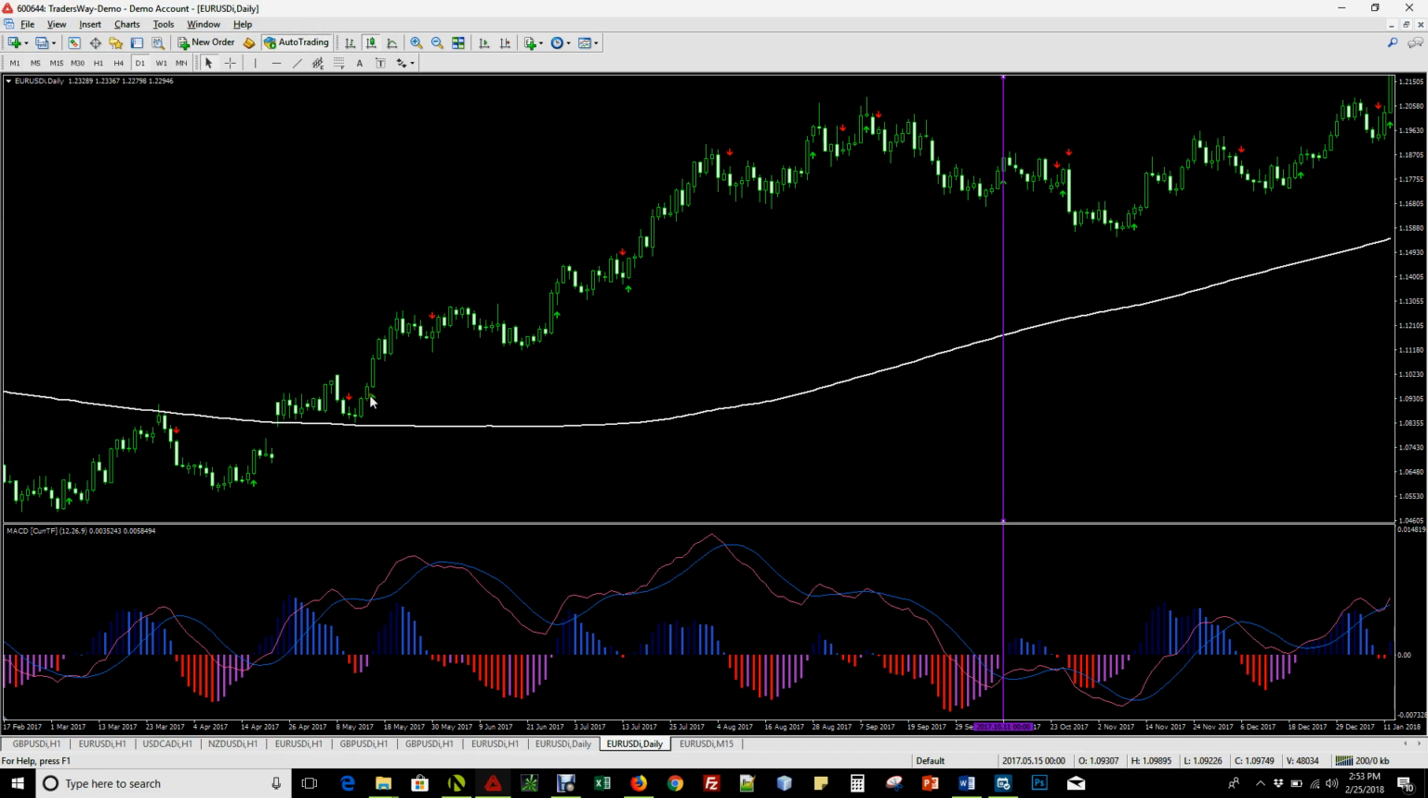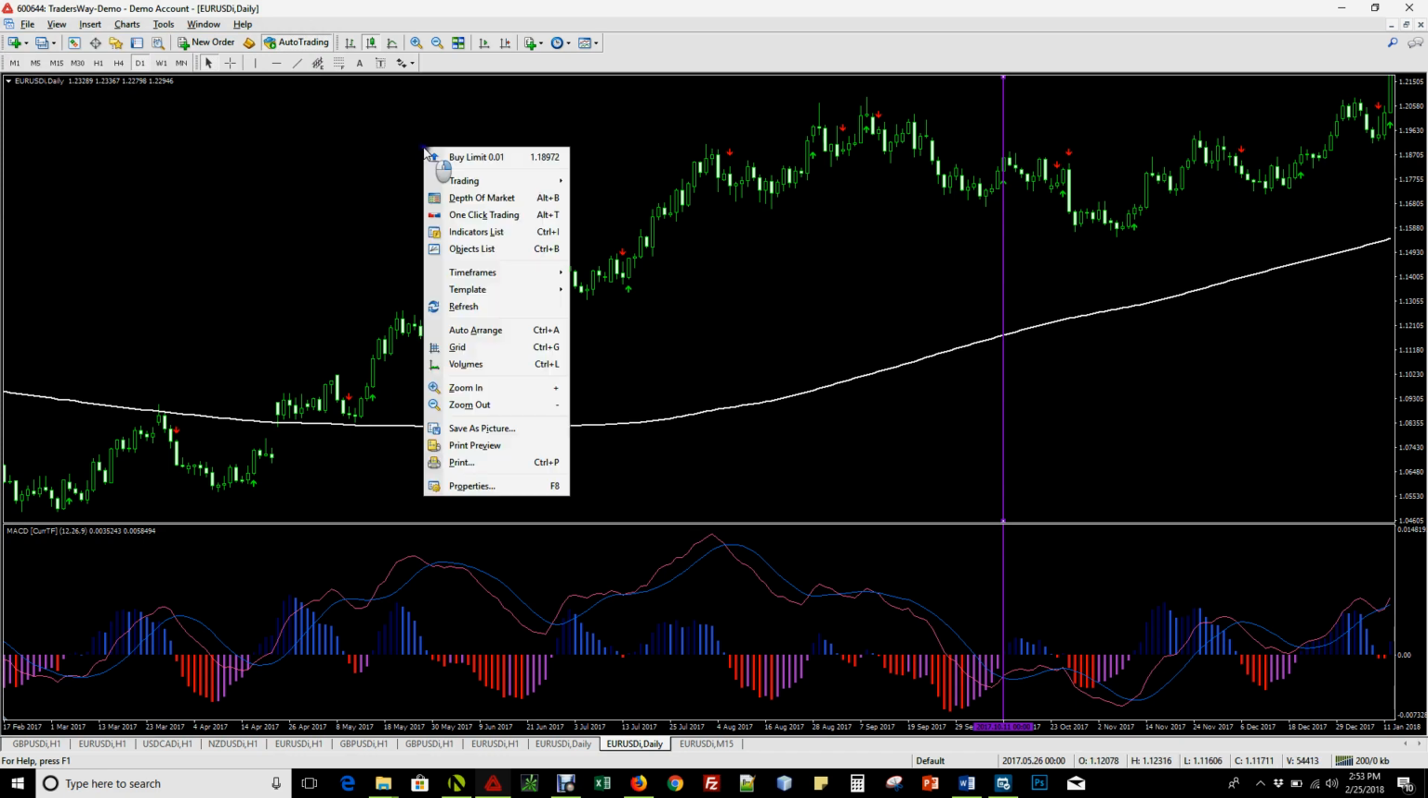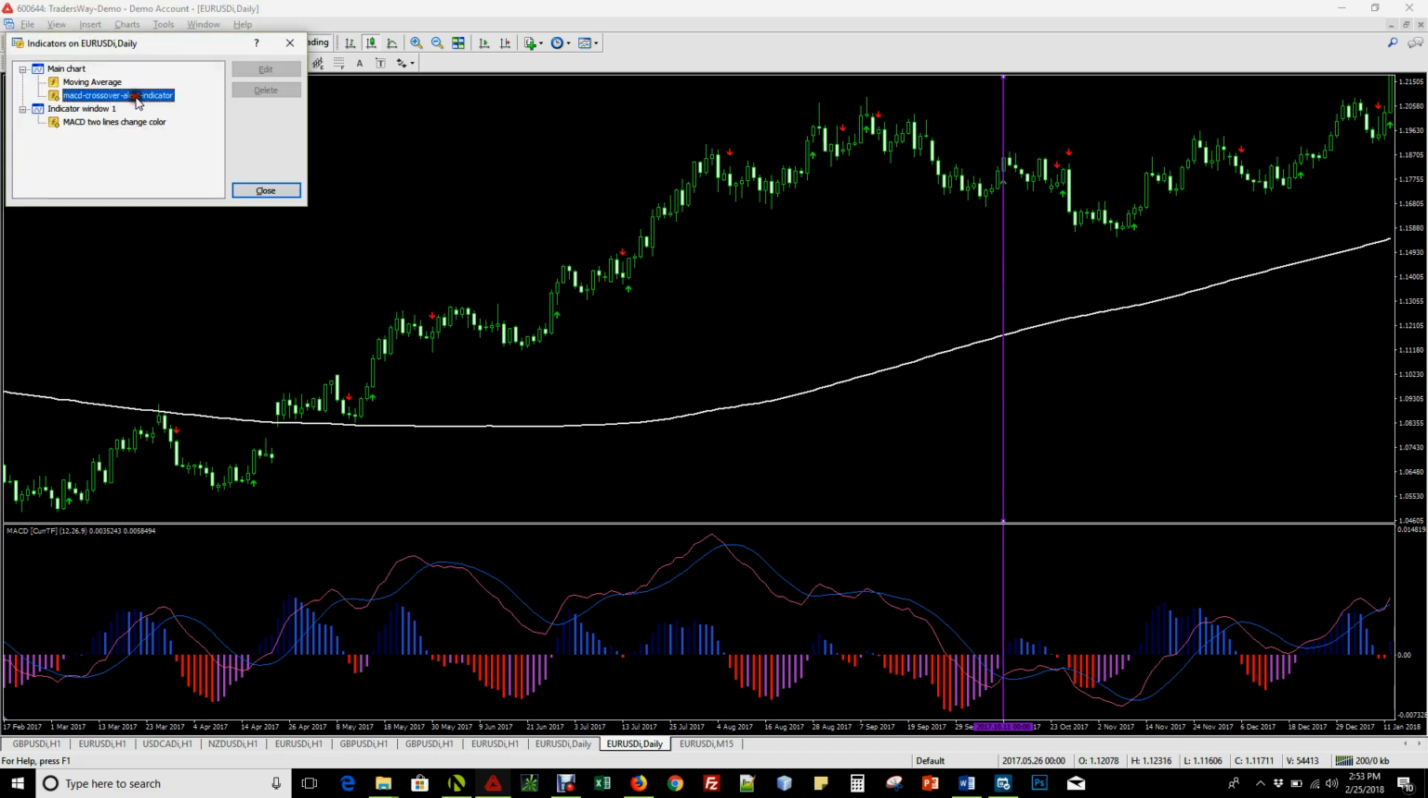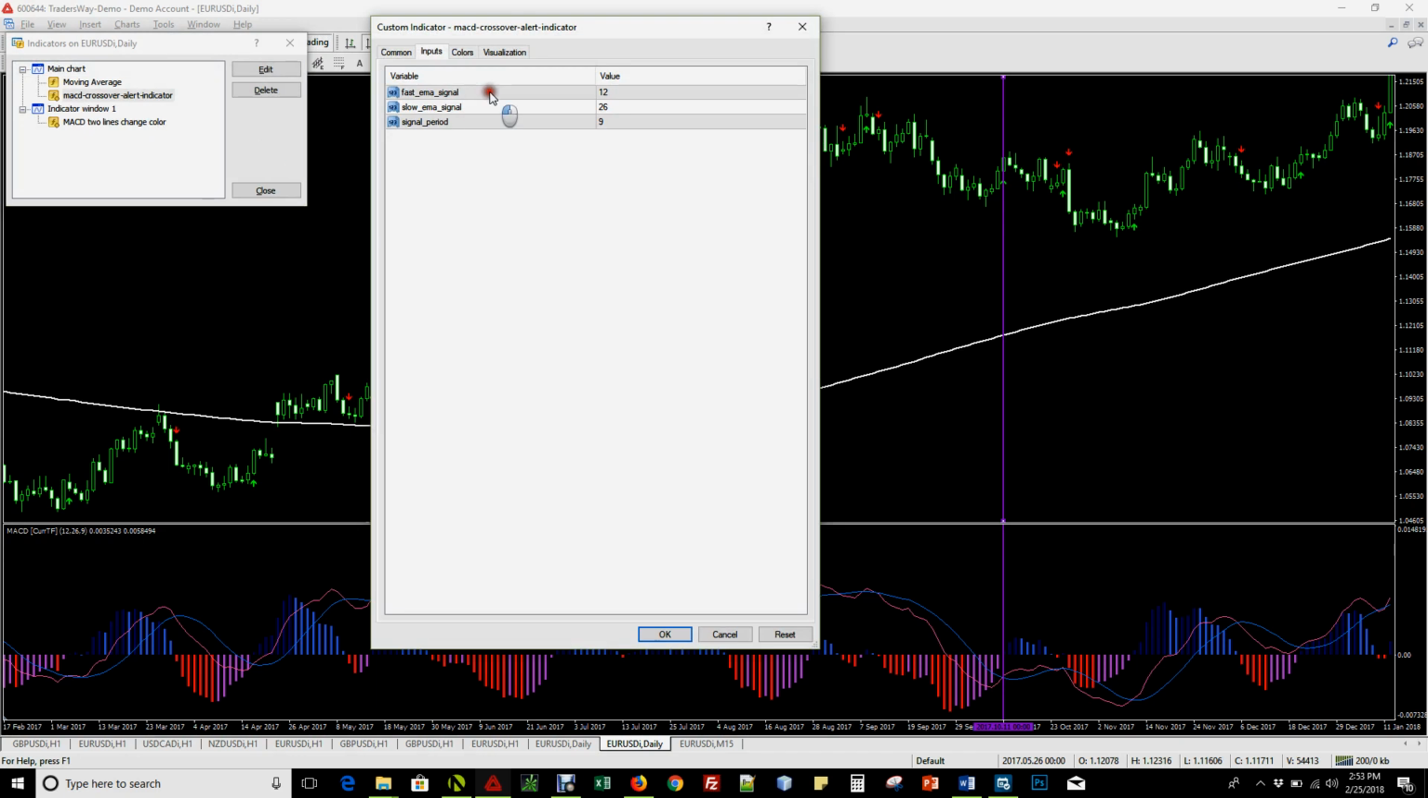The cool thing about these little arrows is they will send you a signal whenever the MACD crossover happens. You can change these values, but I have both of these MACDs set to 12, 26, and 9, which are the standard MACD settings.